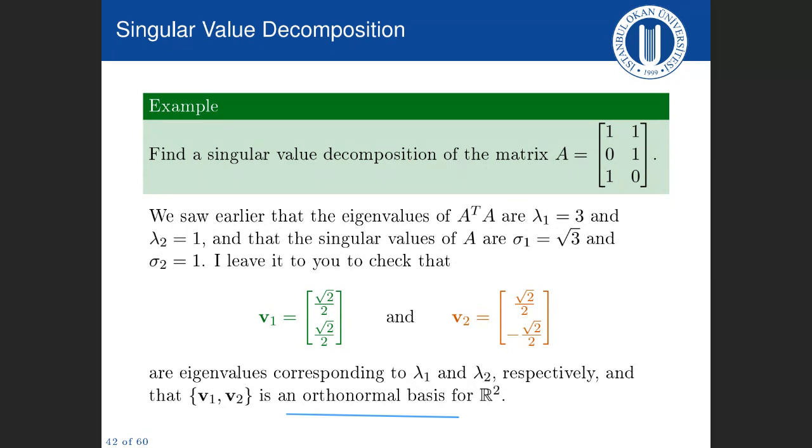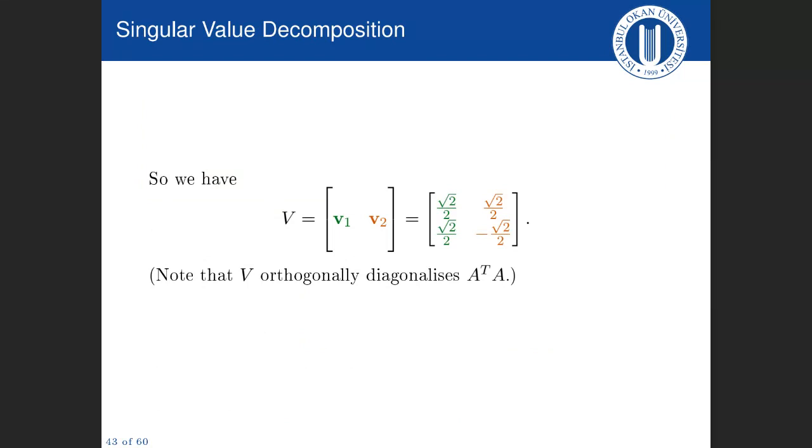Now that we have V1 and V2, we can write down our first matrix. V is the matrix with first column V1, second column V2. If we wanted to orthogonally diagonalize A transpose A, then we could use this matrix. This matrix will orthogonally diagonalize A transpose A. So that's V. We also need to find U and sigma.